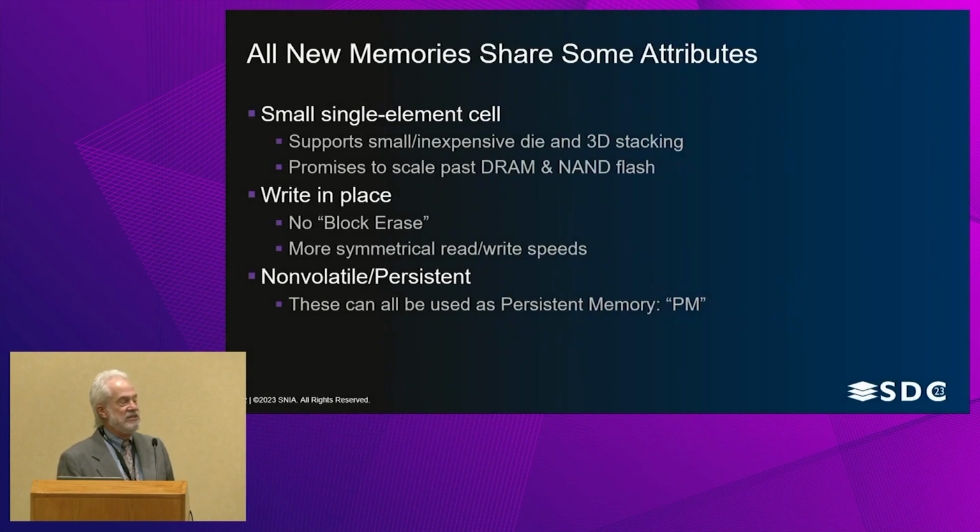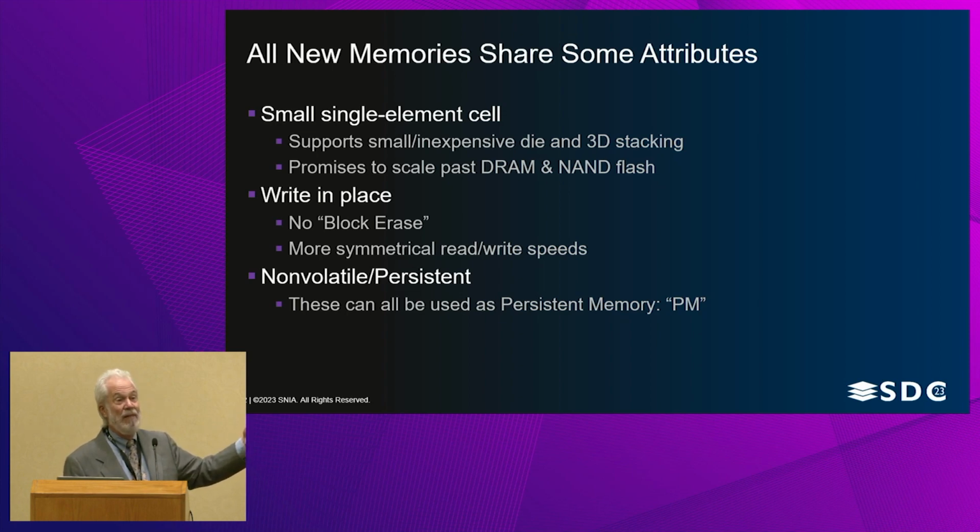And all of these new memories are persistent. They have a small single element cell. So, I got to my last bullet first. They're all persistent, so they can be used as persistent memory, but they also use a single element cell, as opposed to SRAM, which was so problematical because it uses 6 transistors. These all use a single transistor or even a diode type select mechanism. And so they can be made very small and they can be stacked into 3D.